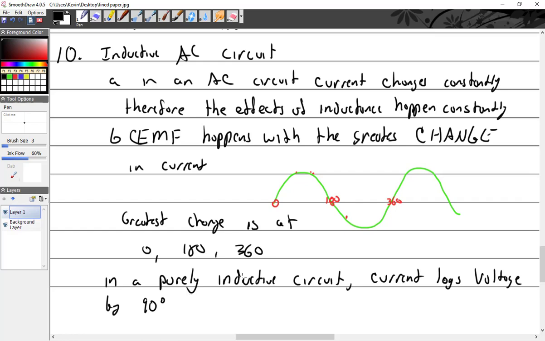And counter EMF is out of phase with applied voltage by 180, but I'm just not going to write that. So I just want to leave that. Purely inductive circuit, current lags voltage by 90 degrees. That's what we need to know.